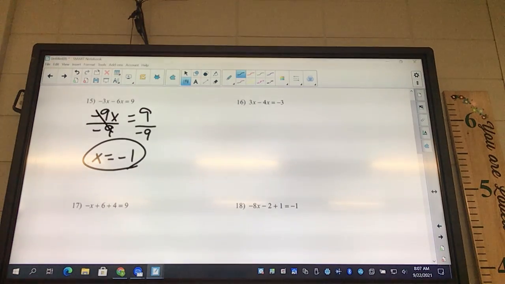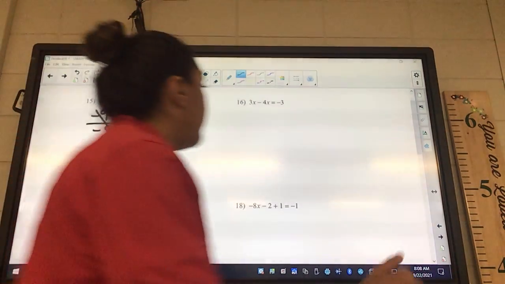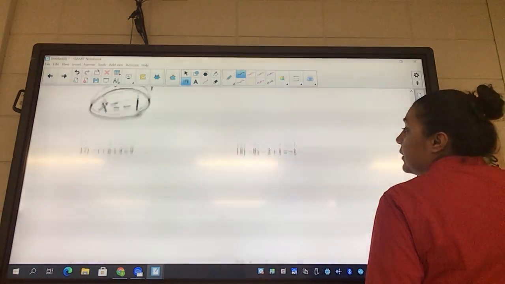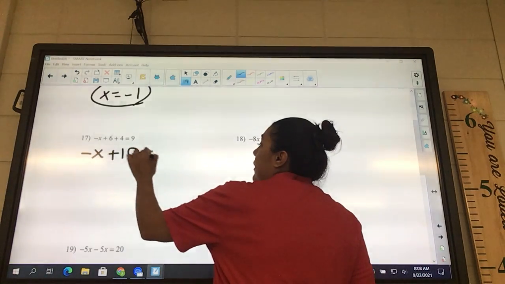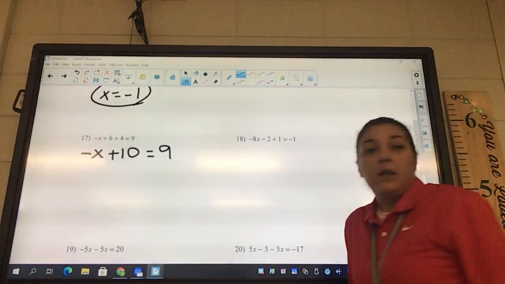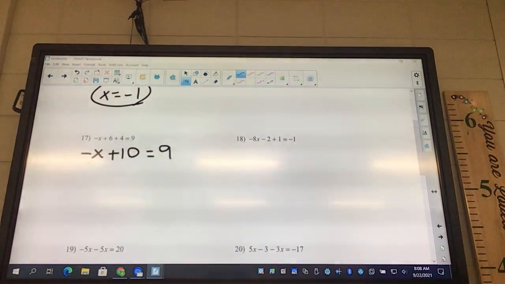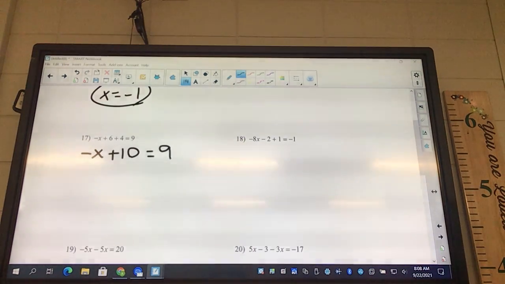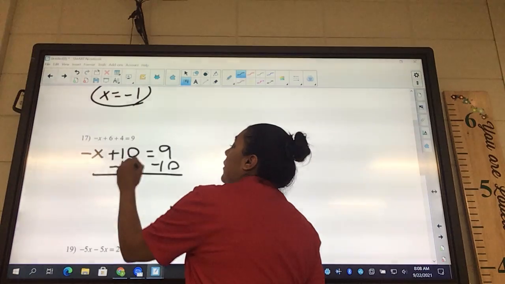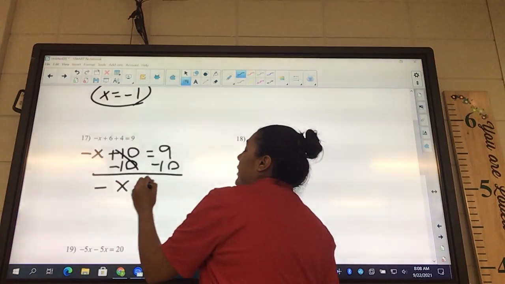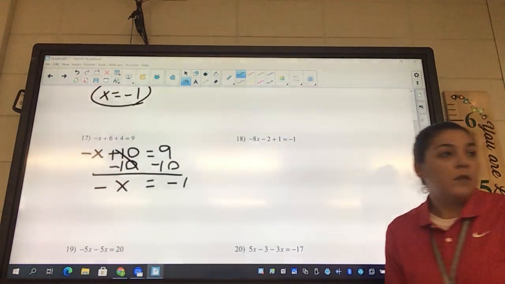Cool. Okay, look at 17. What can we combine? The 6 and the 4 to give me what? 10. So I got negative x plus 10 equals 9. Okay, who's the kid? The 10. How do I move the 10? It's a positive, so we're going to make it a negative. So I got negative x equals negative 1.